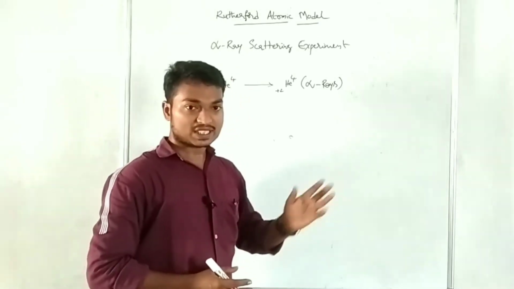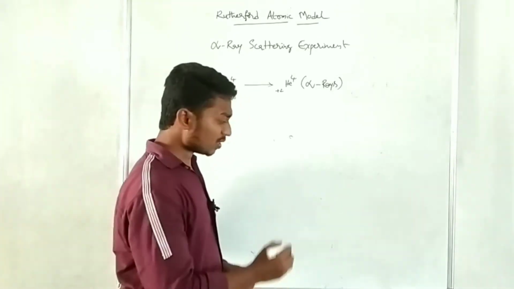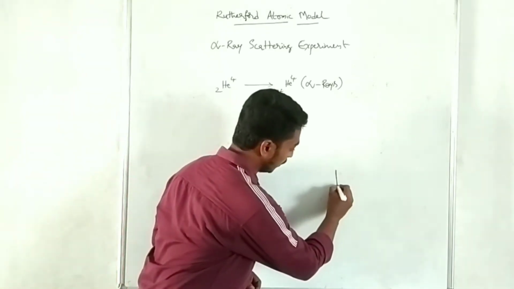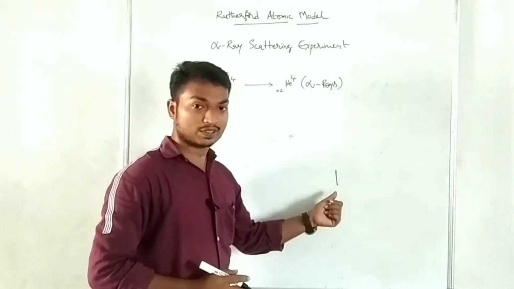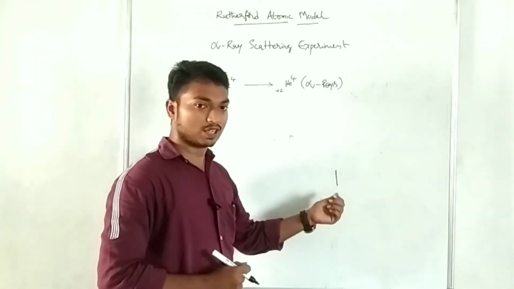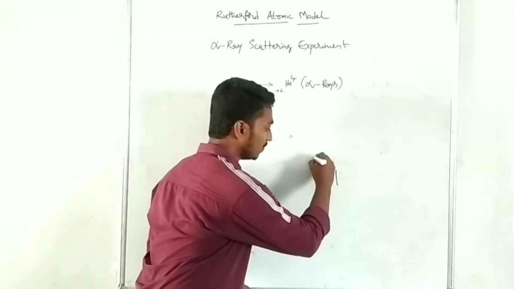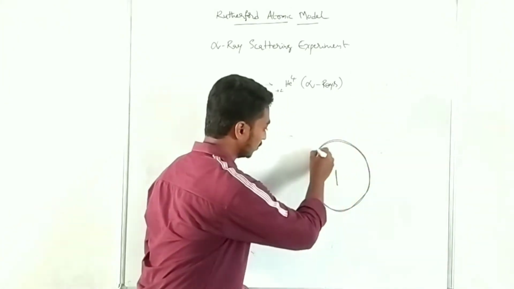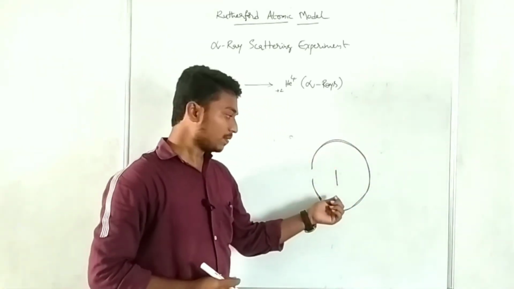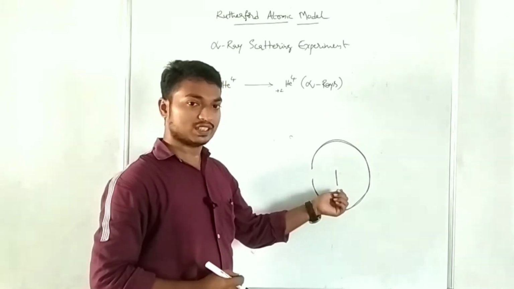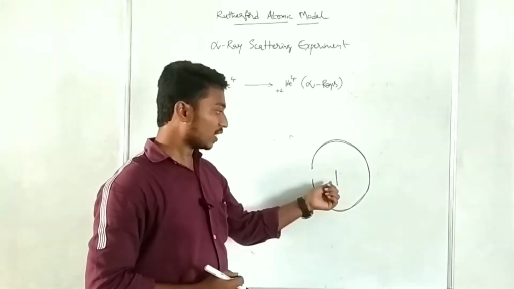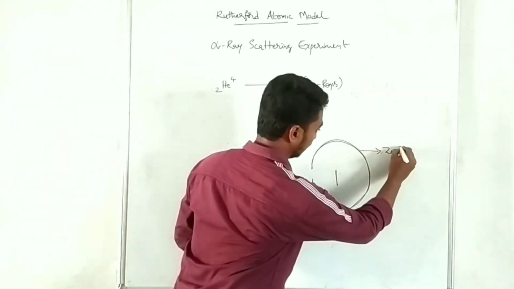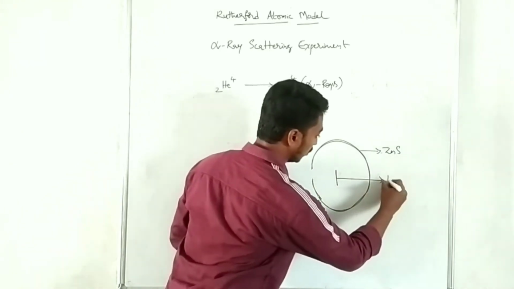So his experiment is like this. First he took a thin gold foil plate. So this is the thin gold foil plate. He placed this thin gold metal foil in the center of the zinc sulfide plate. This is the zinc sulfide plate. This is the thin gold foil.